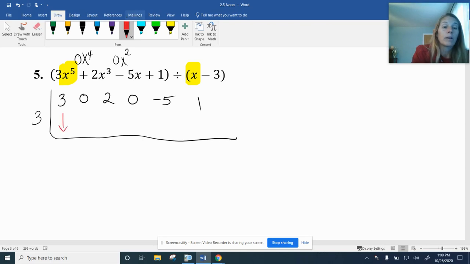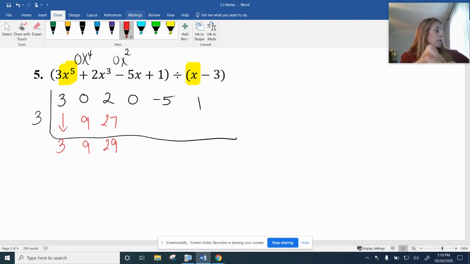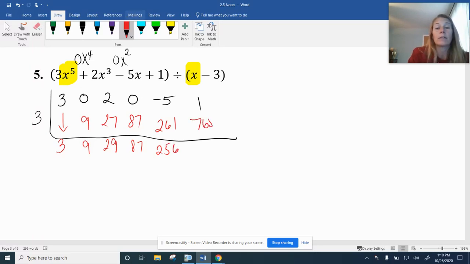So using my grid, dropping down the 3, multiplying those, and I get 9. 3 times 9 is 27. Adding those up, 29 times 3 is 87. Adding those up, 3 times 87 is 261. Adding those up, and 256 times 3 is 768, giving me 769 as my remainder.